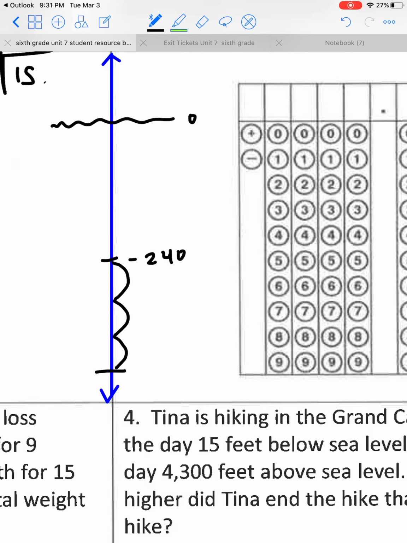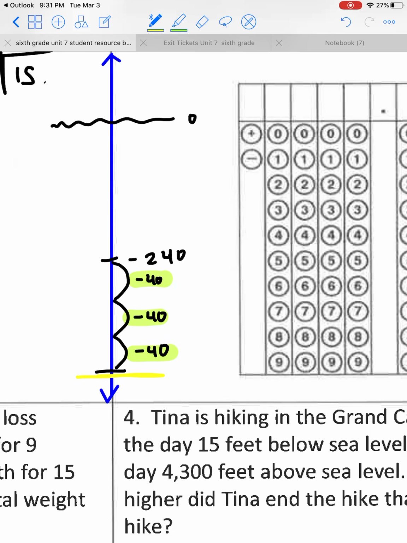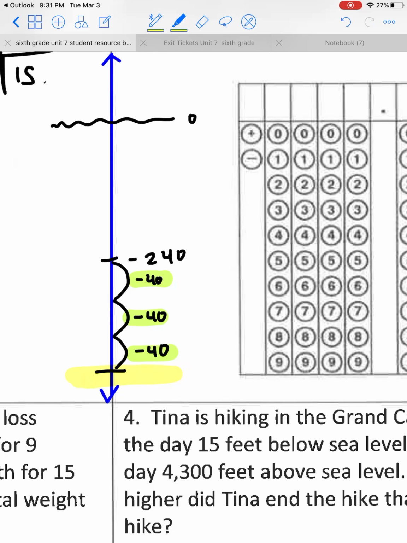Well, how many meters did it go down? Well, you're going to go down 40. You went down 40 here. And then you went down another 40 here. And then you went down another 40 here. You first have to tell me, well, what is this? What is his current sea level now after he went down negative 40 meters?